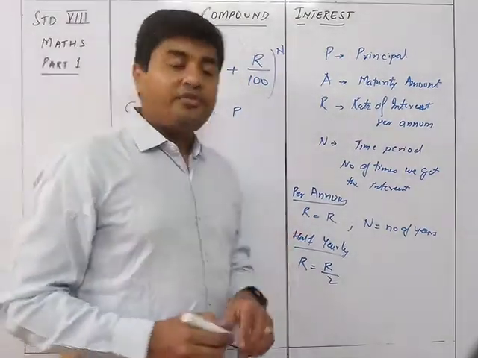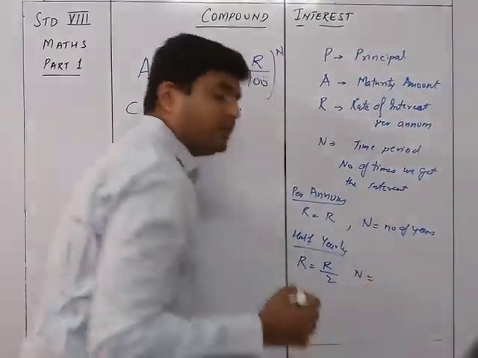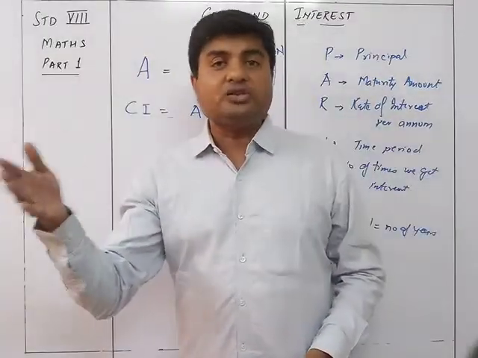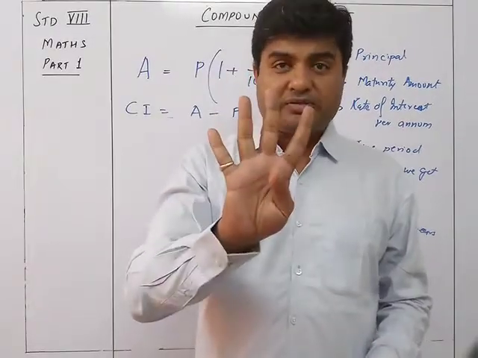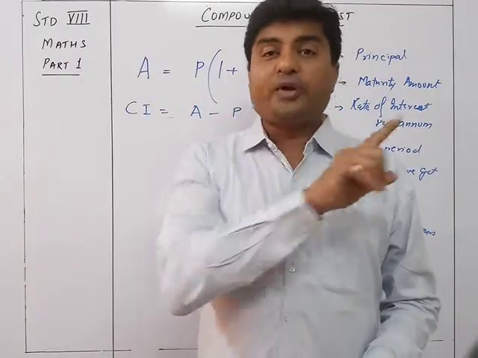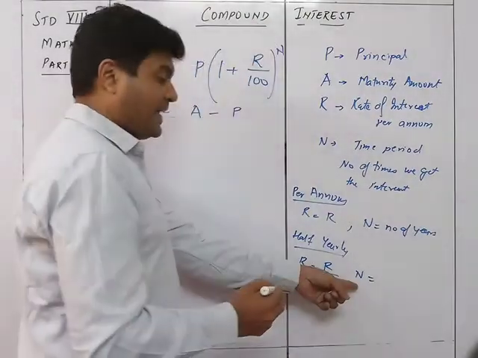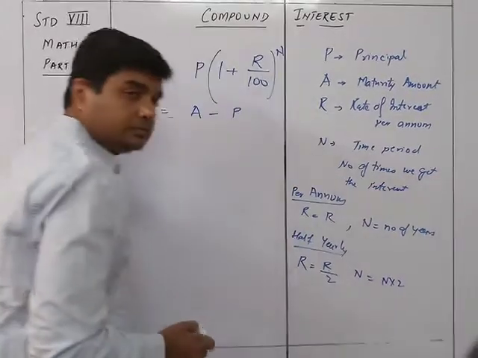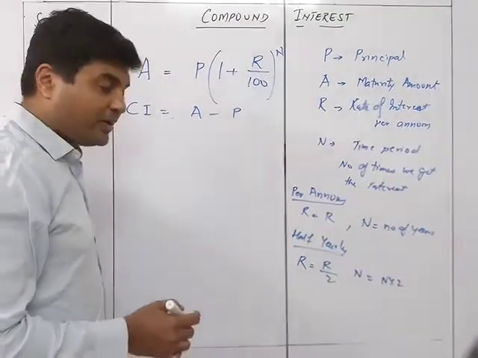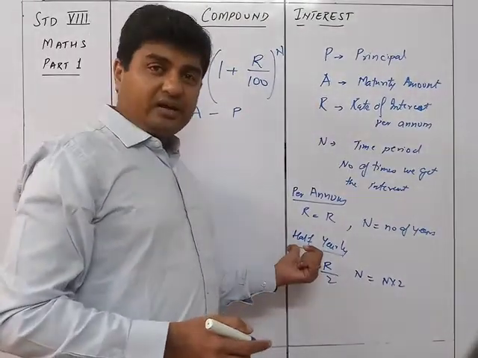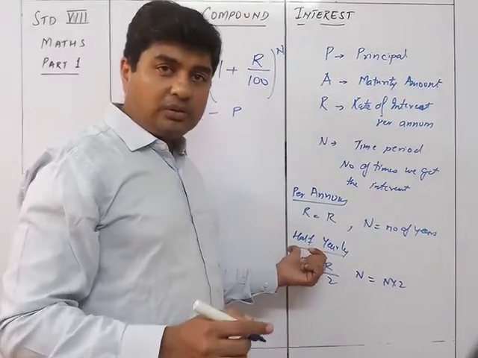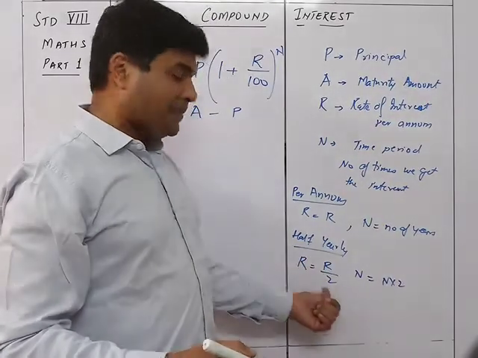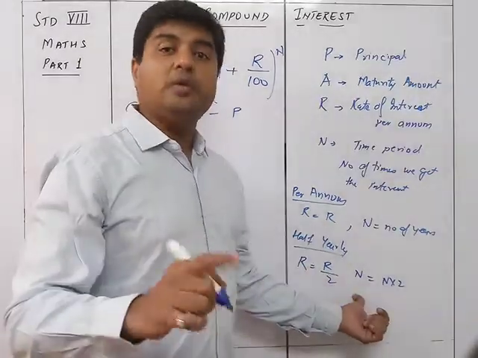And the number of years over here. Now suppose it is for 2 years, then how many times will I get the interest? So every 6 months I am going to get interest. So accordingly, I will be getting 4 times the interest. Okay, the interest I am going to get will be 4 times in that period of 2 years. So that's why the N over here will be equal to number of years into 2, because I am going to get the interest twice every year. So my R value will become half of that thing and N value will become double of that thing.